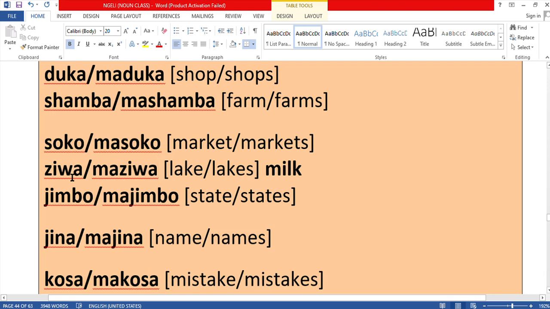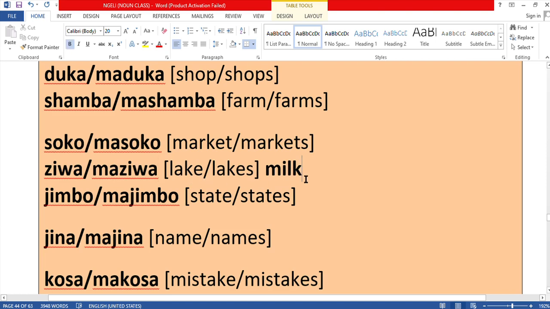What have I just said? I said maziwa for milk doesn't have the singular form, and it is watery. Things like maji, water, maziwa, milk, mate, saliva, makamasi, mucus, don't have the singular form, so they exist in that plural form. So here, ziwa, maziwa.